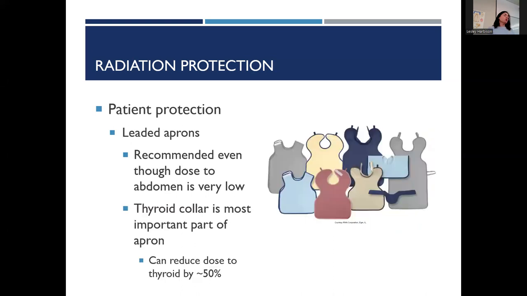Lead apron, of course. We know this is kind of a weird topic because technically, legally, all they have to wear is a thyroid collar, but we still use the lead apron. Was there anybody practicing dental assisting that didn't use a lead apron at all?